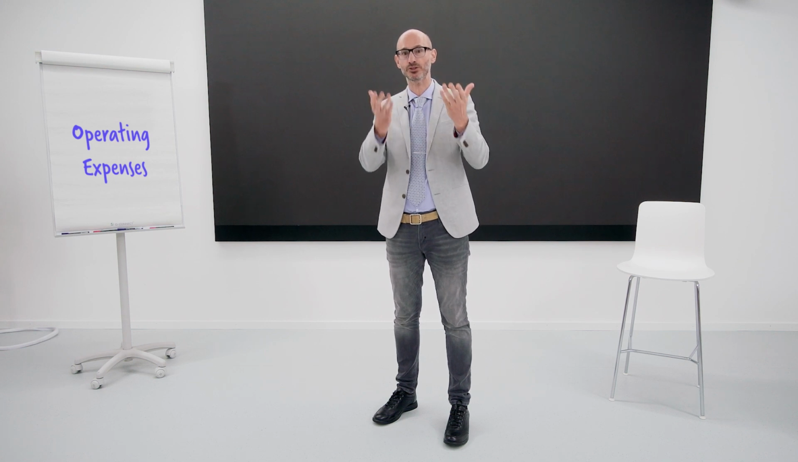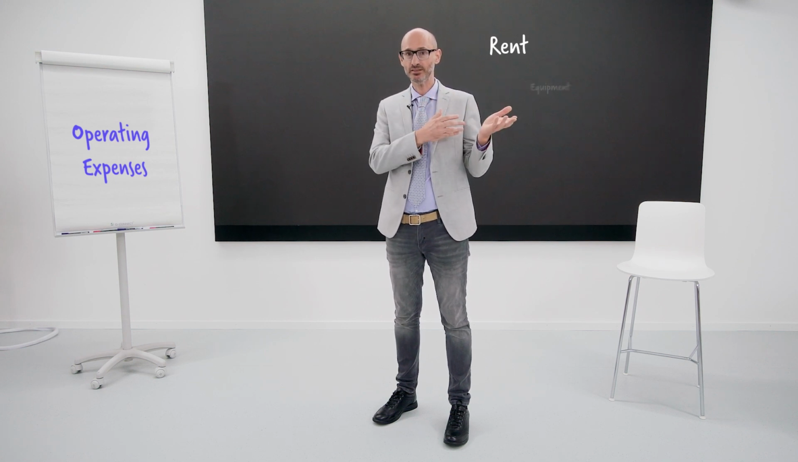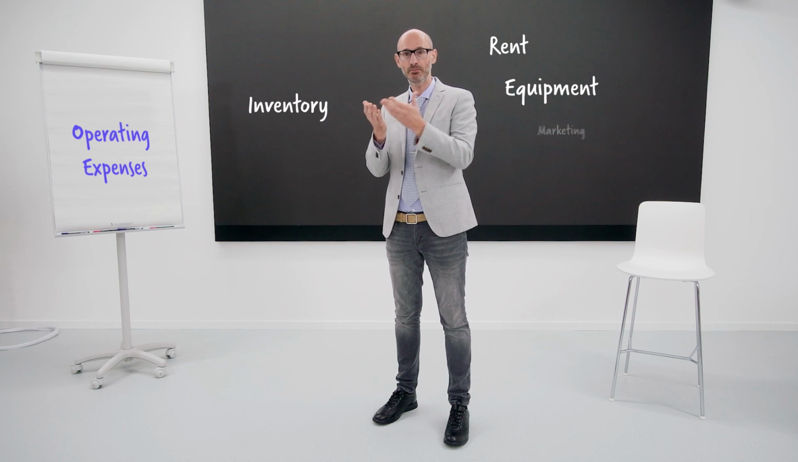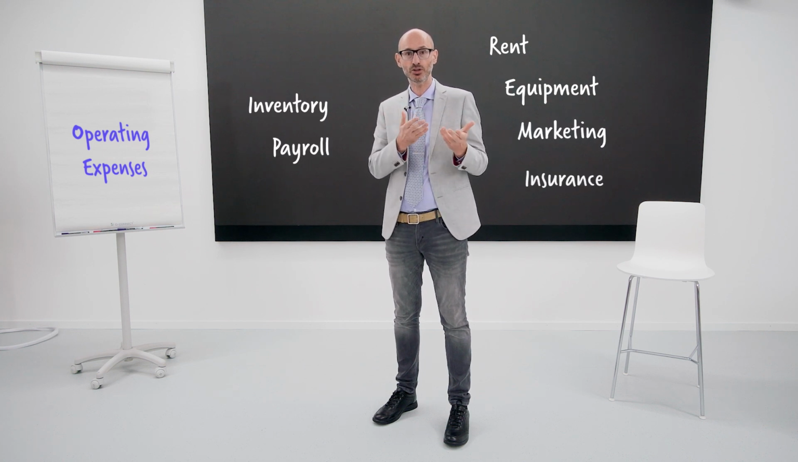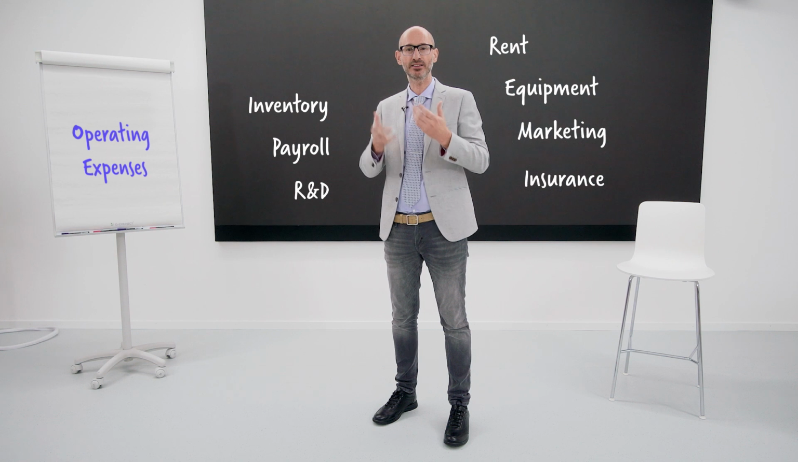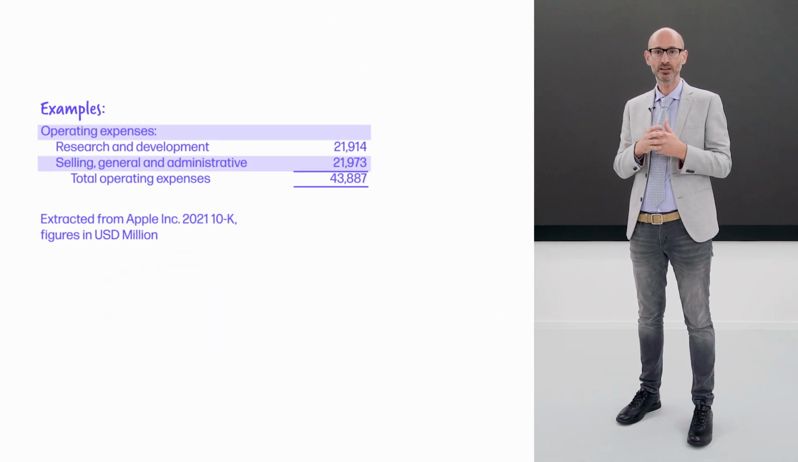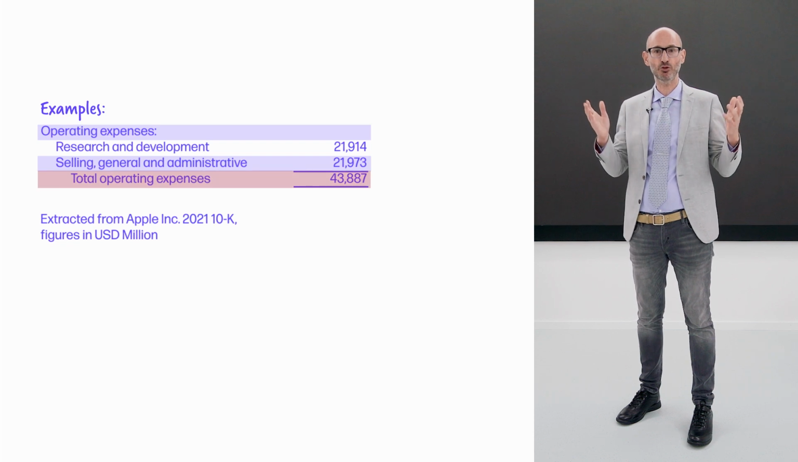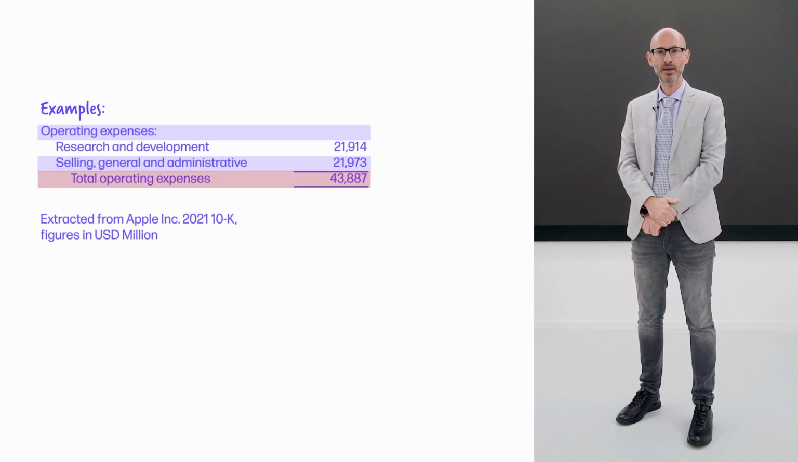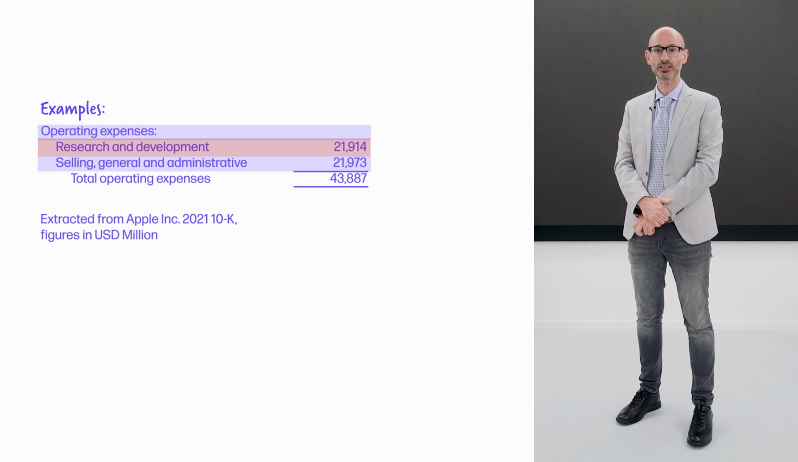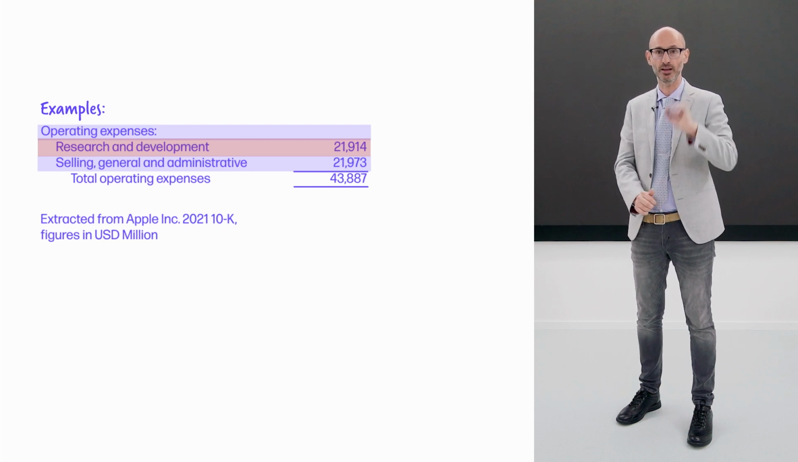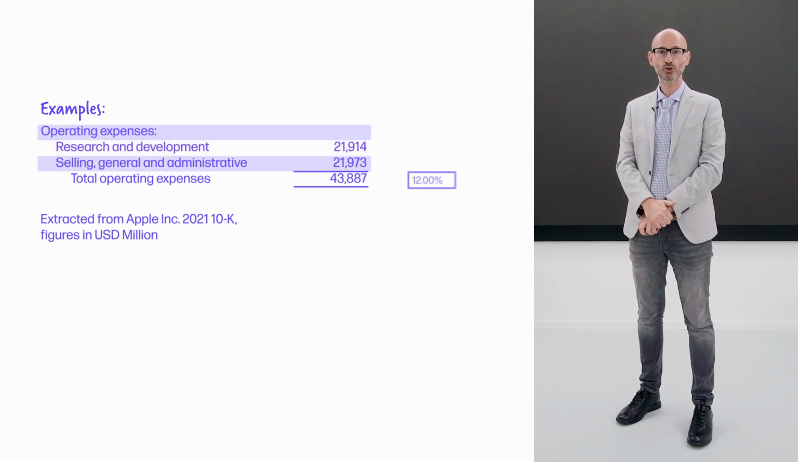Next, we have operating expenses, which are expenses a business incurs through its normal business operations. These include rent, equipment, inventory, marketing, payroll, insurance, and funds for R&D and marketing. As an example, if you look at Apple, their total operating expenses are $43.8 billion, the main big component of it being research and development, which is almost $22 billion. In percentage form, total operating expenses are 12%.